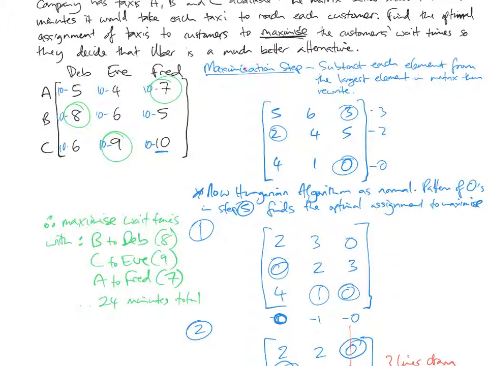Okay, so that is how you maximize. You just do this step before doing the Hungarian algorithm as normal.